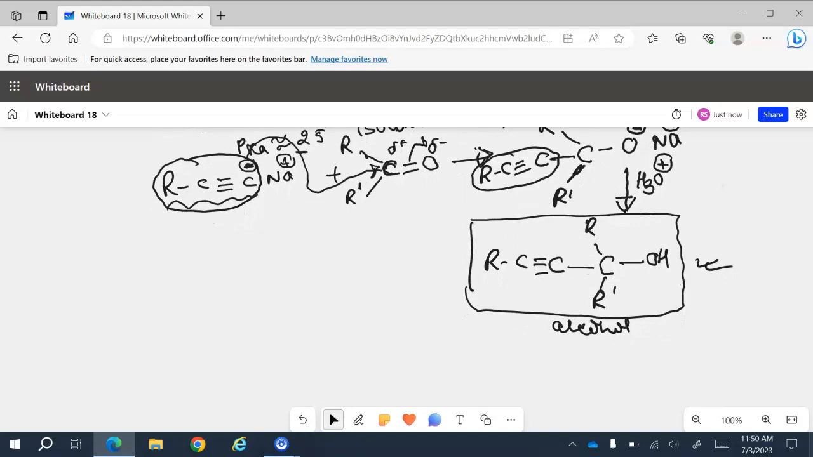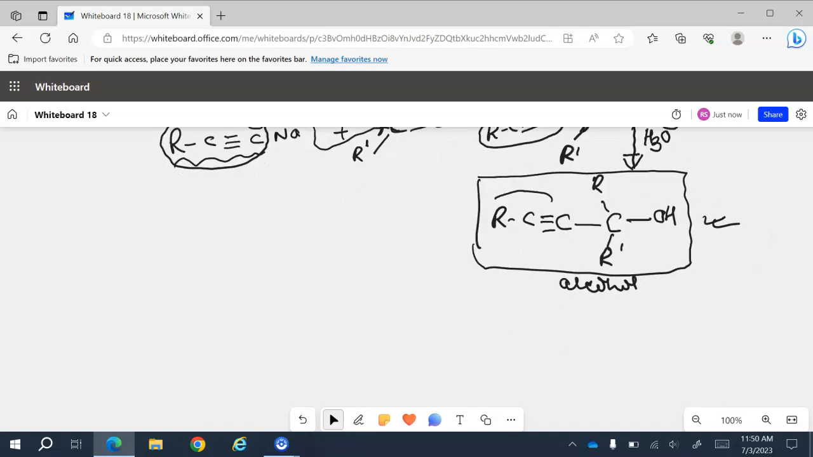Now, one more point to be noted is that the type of alcohol depends upon what type of carbonyl compound we are using. We have different types of carbonyl compounds.